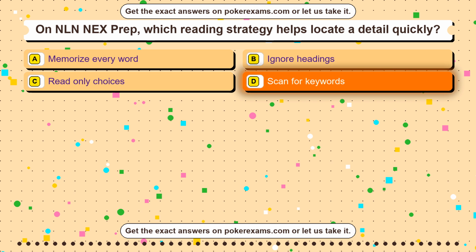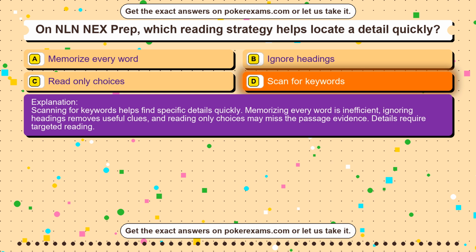The correct answer is option D. Scan for keywords. Scanning for keywords helps find specific details quickly. Memorizing every word is inefficient, ignoring headings removes useful clues, and reading only choices may miss the passage evidence. Details require targeted reading.